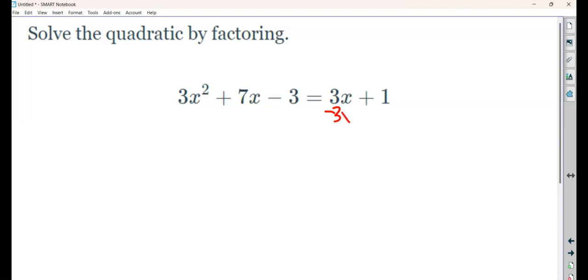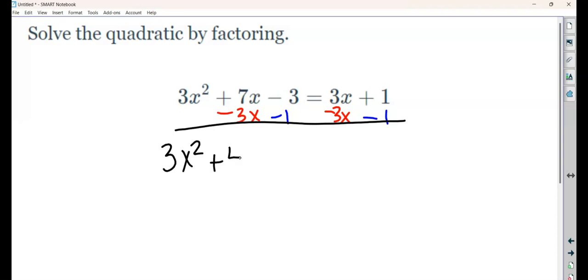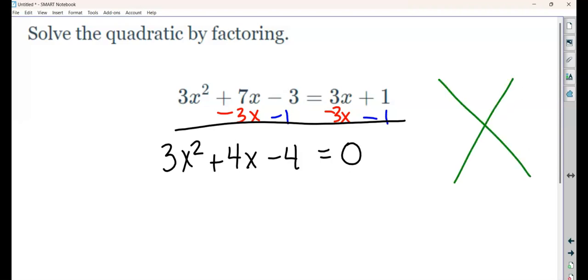So this one has to disappear. Here's his like term. And this one also has to disappear, and there's its like term. So now our sentence is 3x squared plus 4x minus 4 equals 0, right? You can't start until you have 0 on the right side here. Okay, now I'm going to set up my diamond pattern.